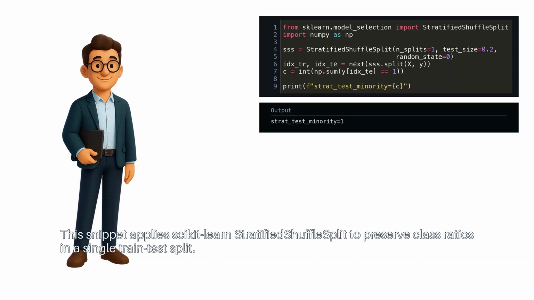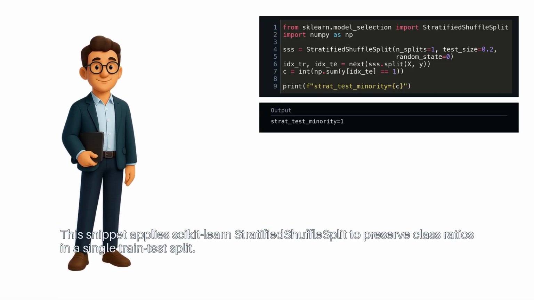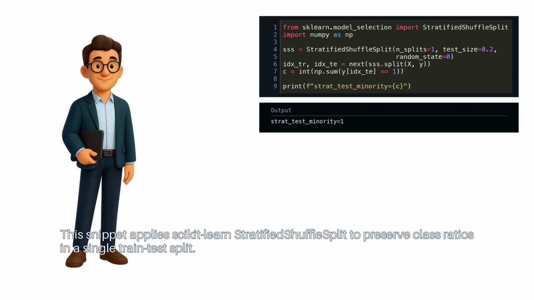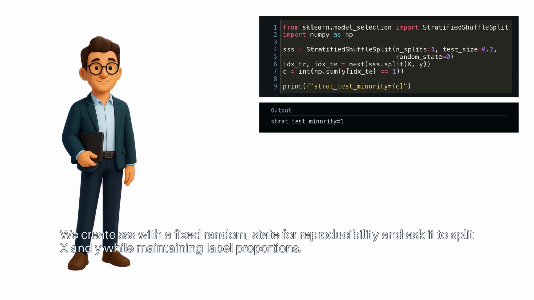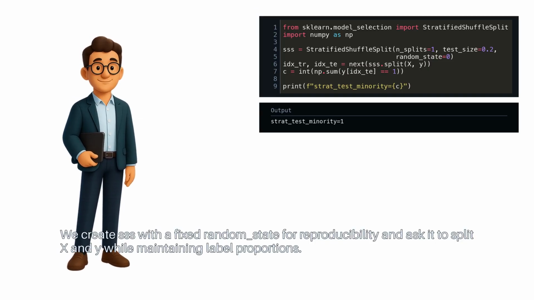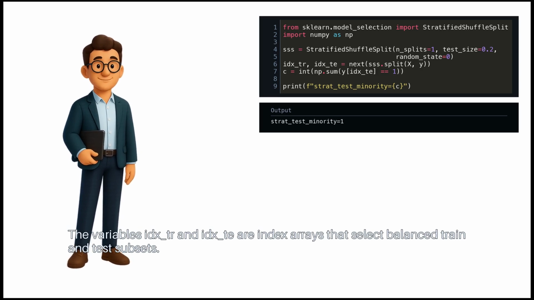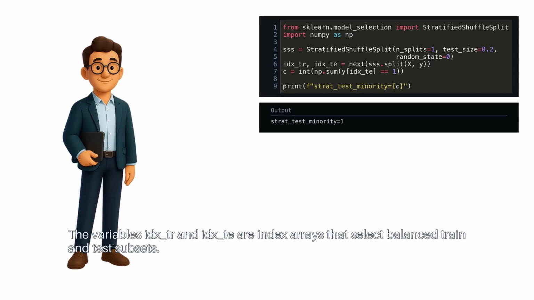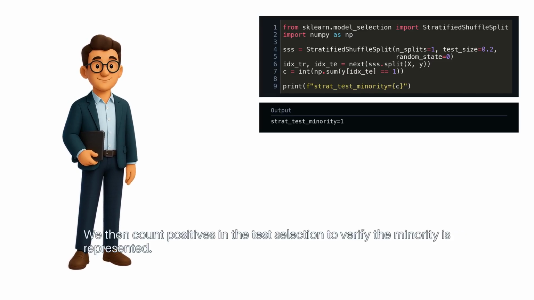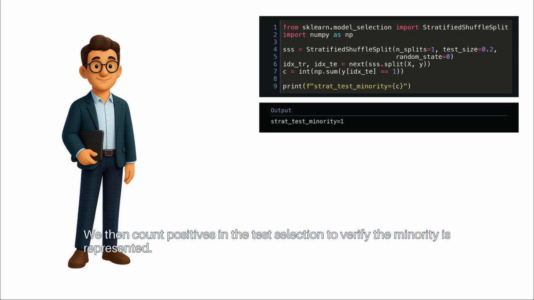This snippet applies scikit-learn StratifiedShuffleSplit to preserve class ratios in a single train test split. We create SSS with a fixed random state for reproducibility and ask it to split X and Y while maintaining label proportions. The variables IDXTR and IDXTE are index arrays that select balanced train and test subsets. We then count positives in the test selection to verify the minority is represented.